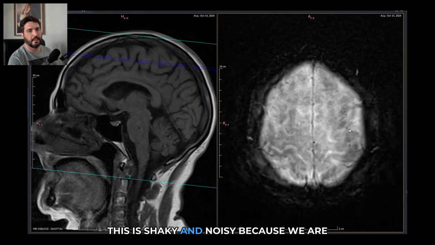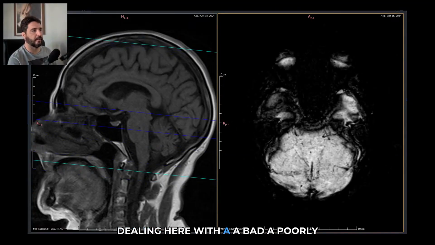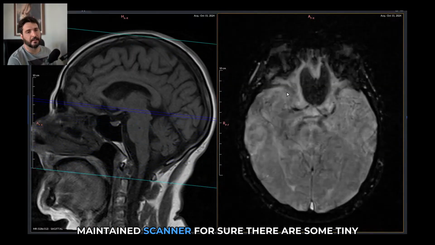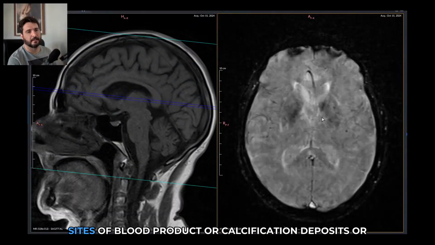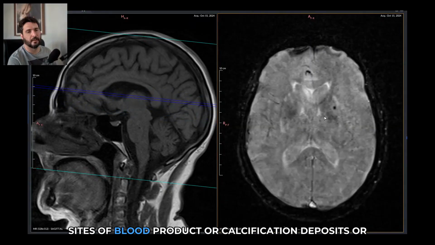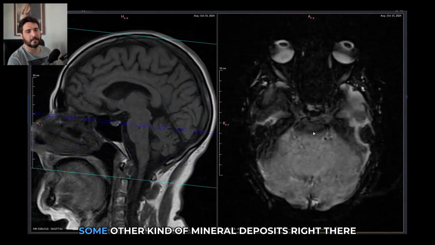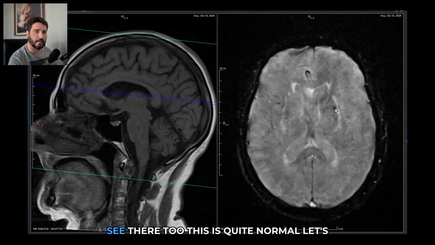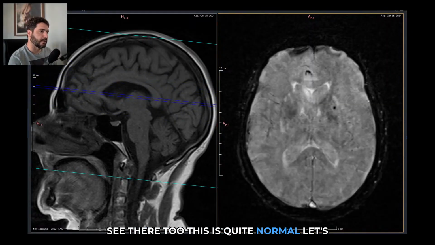This is shaky and noisy because we are dealing here with a poorly maintained scanner for sure. There are some tiny sites of blood product or calcification deposits or some other kinds of mineral deposits right there. See, there too. This is quite normal.